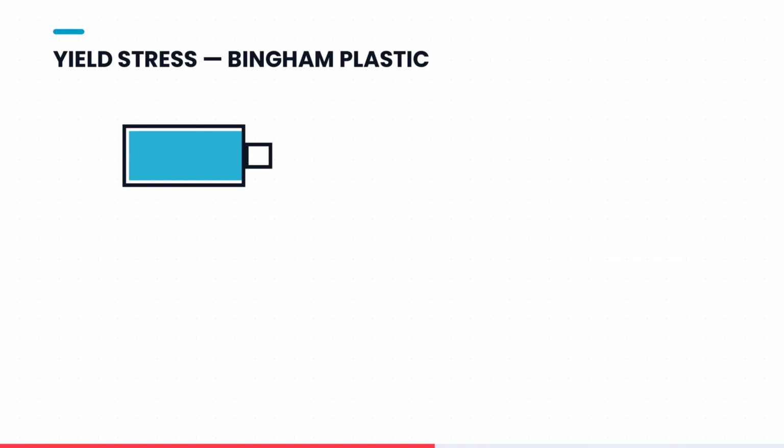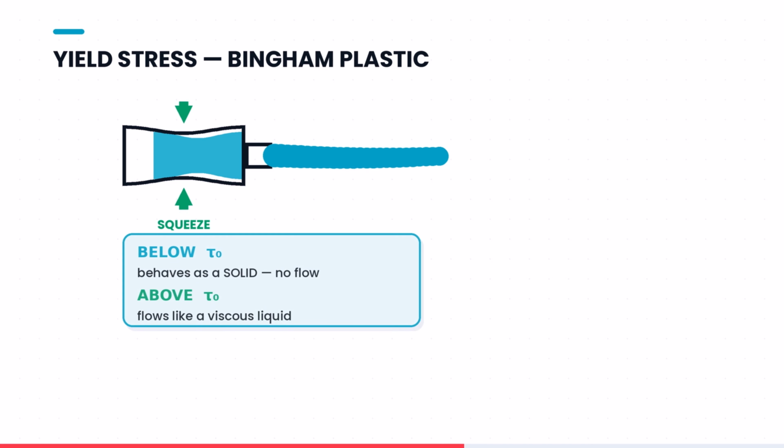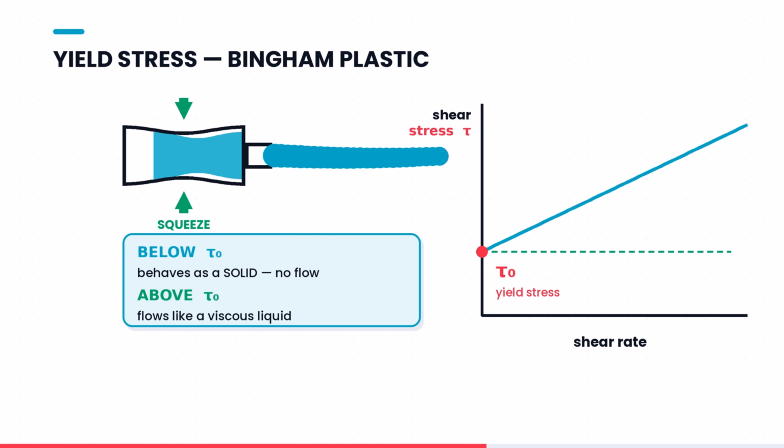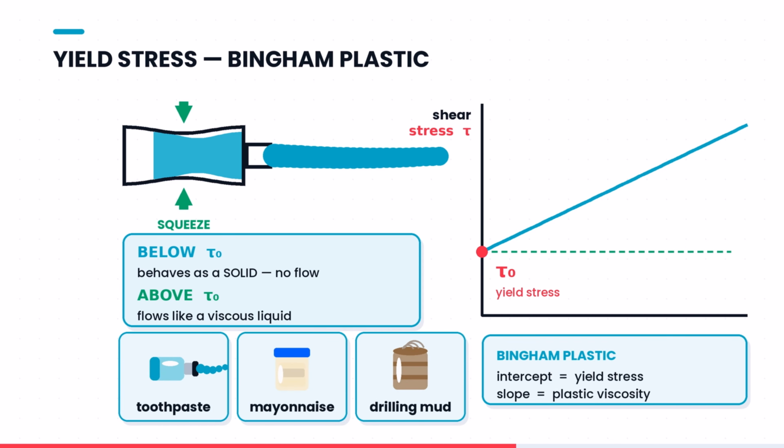Then there are fluids that will not move at all, until you push hard enough. Toothpaste sits in the tube against gravity. Squeeze it, and it flows. Below a critical shear stress, called the yield stress, it behaves as a solid. Above it, it flows. On the graph, the straight line no longer starts at the origin. It starts at the yield point. That is the Bingham Plastic model. The intercept is the yield stress, and the slope is the plastic viscosity. Toothpaste, mayonnaise, and drilling mud all live here.